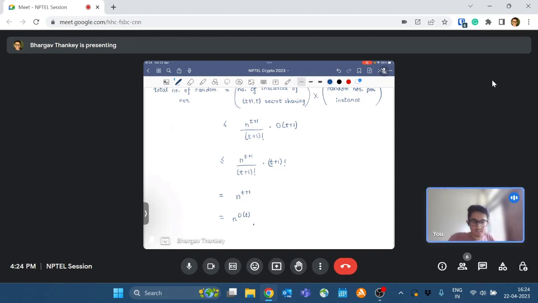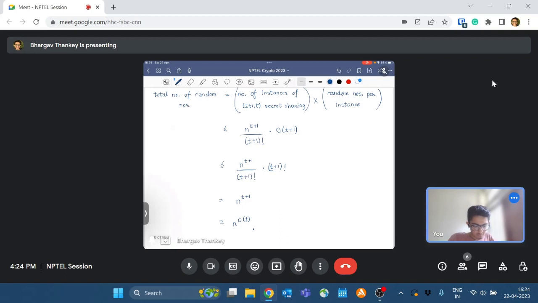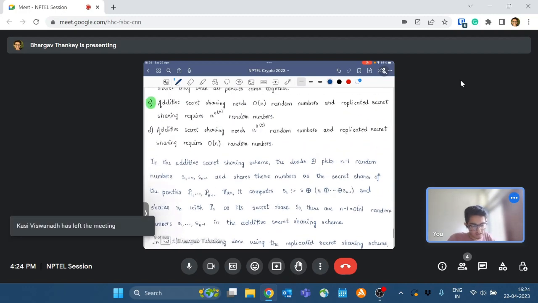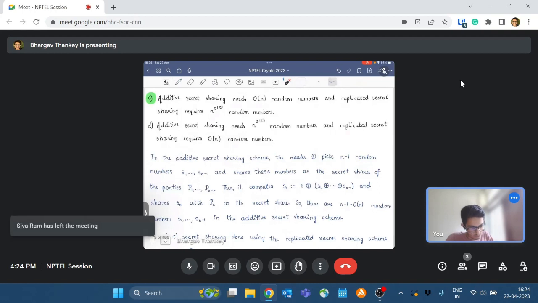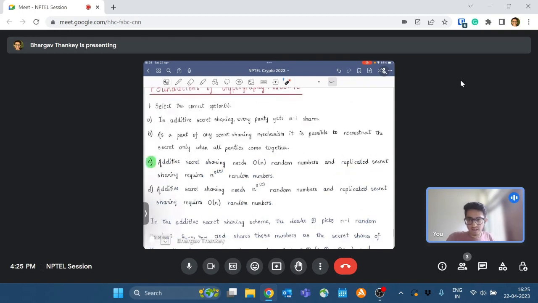Okay, if there are no other questions, let's continue. So when we want to do (n, t) secret sharing using replicated secret sharing, we need n to the order t random bits, which is the second part of option C. So both parts of option C are correct, and so option C is correct. And as we saw, that implies that option D is wrong. So the only correct option is C. Is this fine?